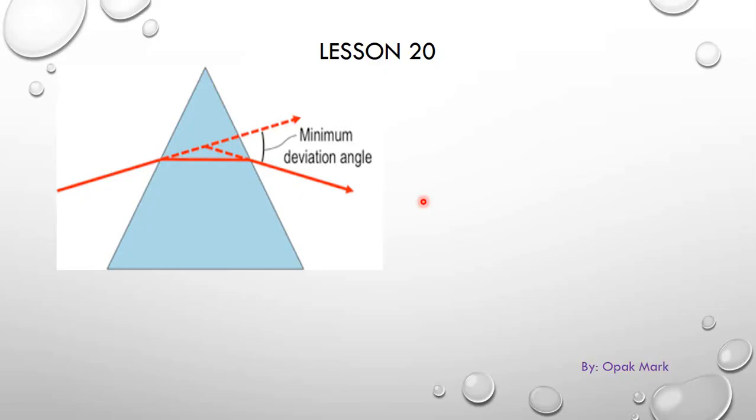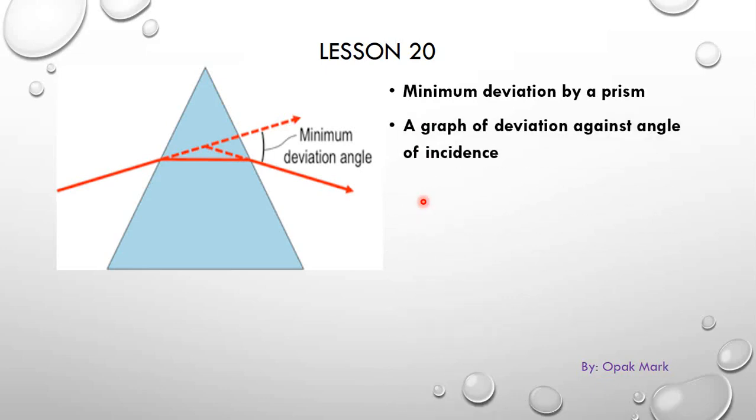Hello, welcome to lesson 20. In this lesson, we are going to look at minimum deviation by a prism, and then we shall also look at the graph of deviation against the angle of incidence.